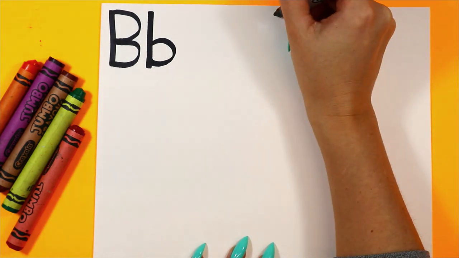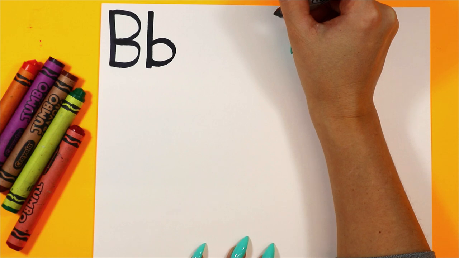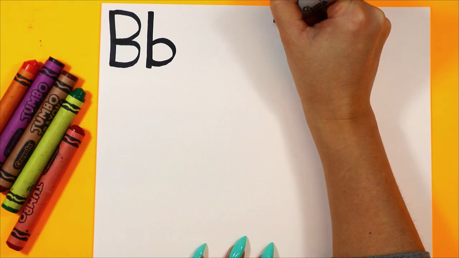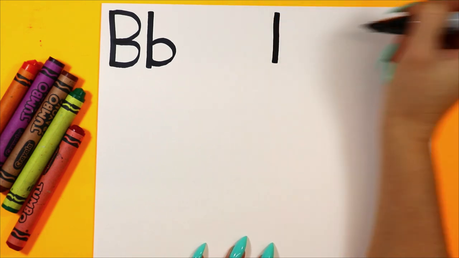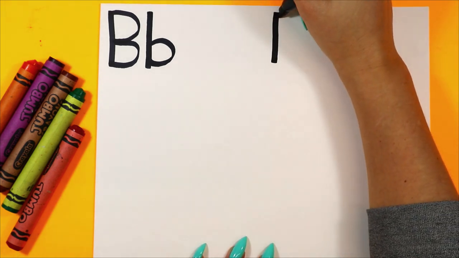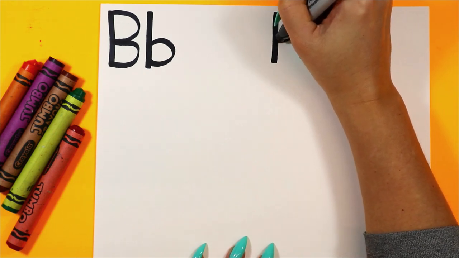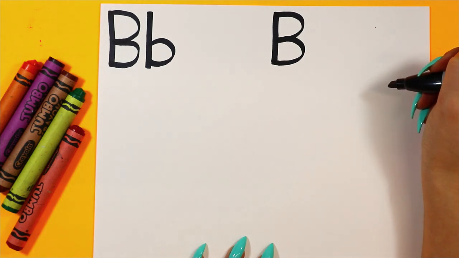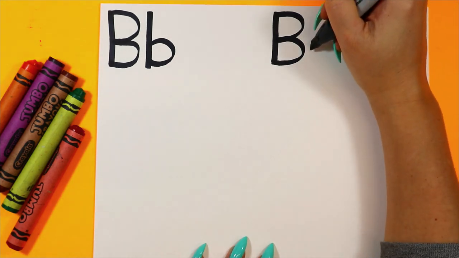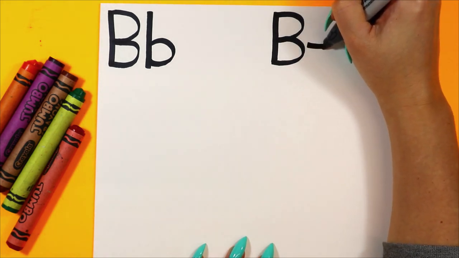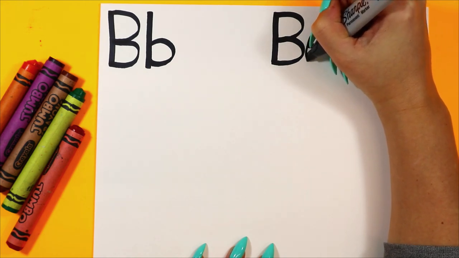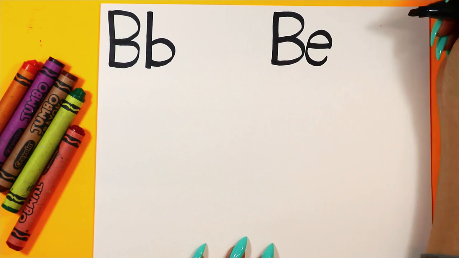One word that starts with the letter B is bear. Bear starts with the letter B. So let's start off with our uppercase letter B, one line down. Bunny hop one, bunny hop two to the bottom. We're going to draw a letter E, so we're going to draw one line out, up and over, down and up.